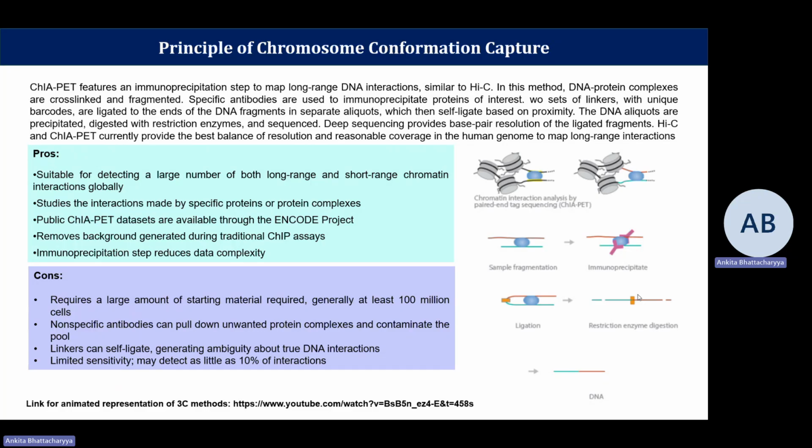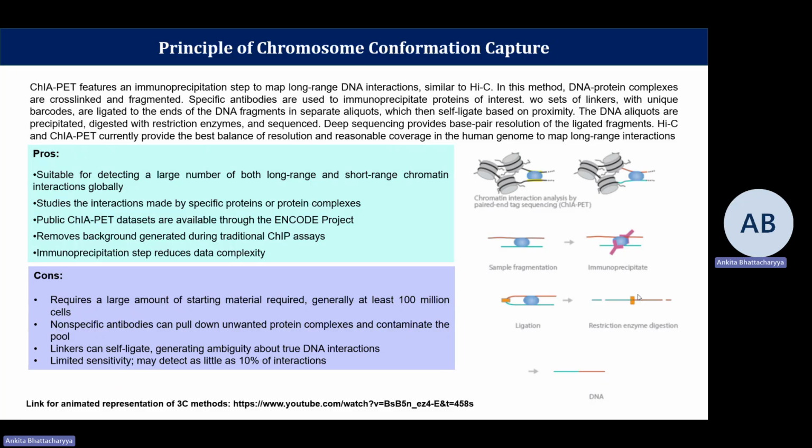When would you consider that your goal? For example, if your gene of interest, your treatment, or your condition has a role in controlling chromatin interactions, then that is one thing. If it studies the interactions made by specific proteins or complexes, then that is another advantage. Public ChIA-PET data sets are available through the ENCODE project, which removes background generated during traditional ChIP assays. When you perform immunoprecipitation, that also narrows down the data complexity to a large degree.